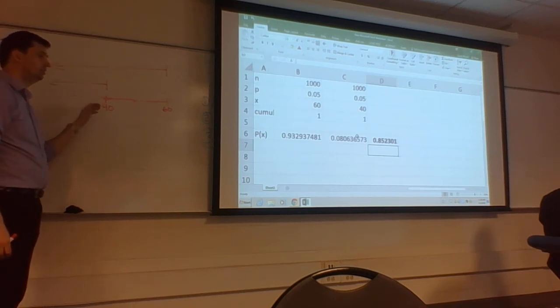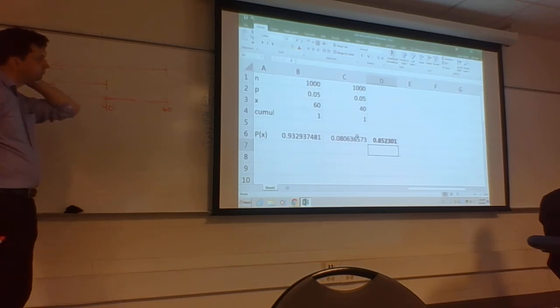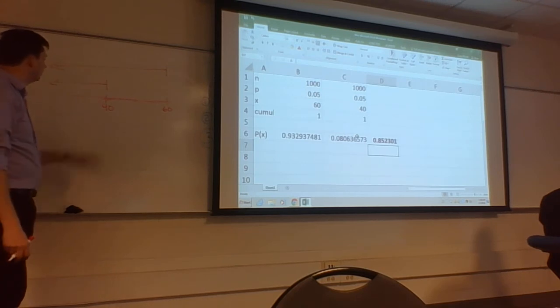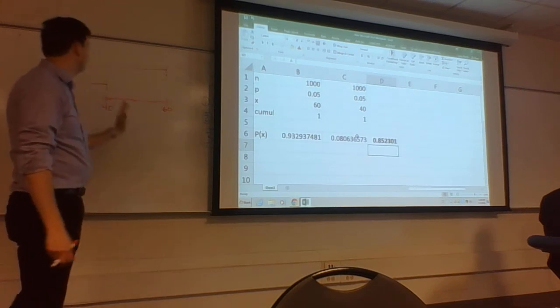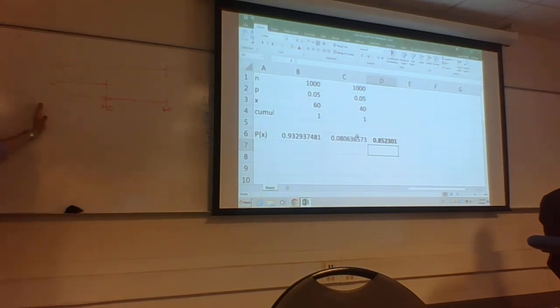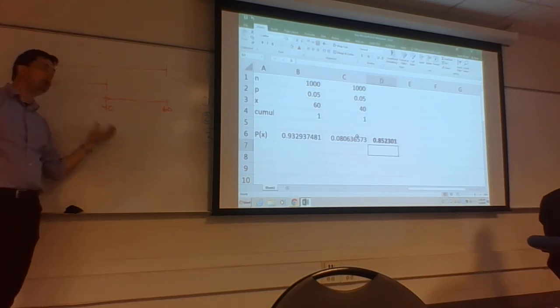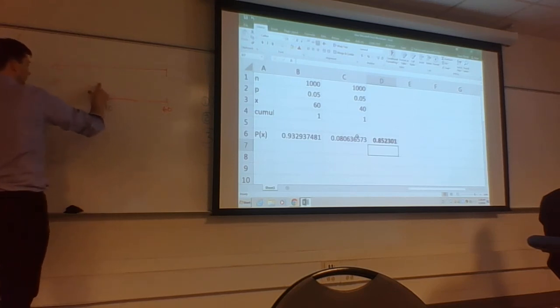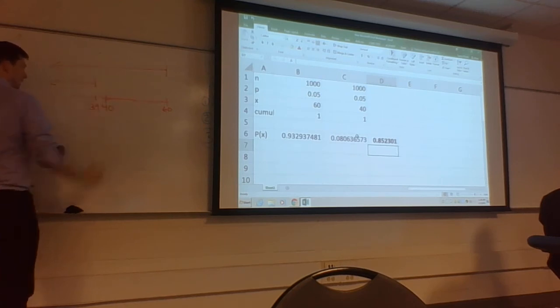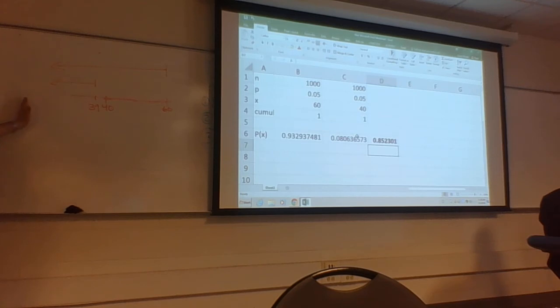You need to see what less means. Because if I put in 40 here, like I do in this next section, I'm calculating the chance of 40 or fewer. I'm removing 40 or fewer. But I want to include 40 in this distribution. I want to do 39 or fewer.